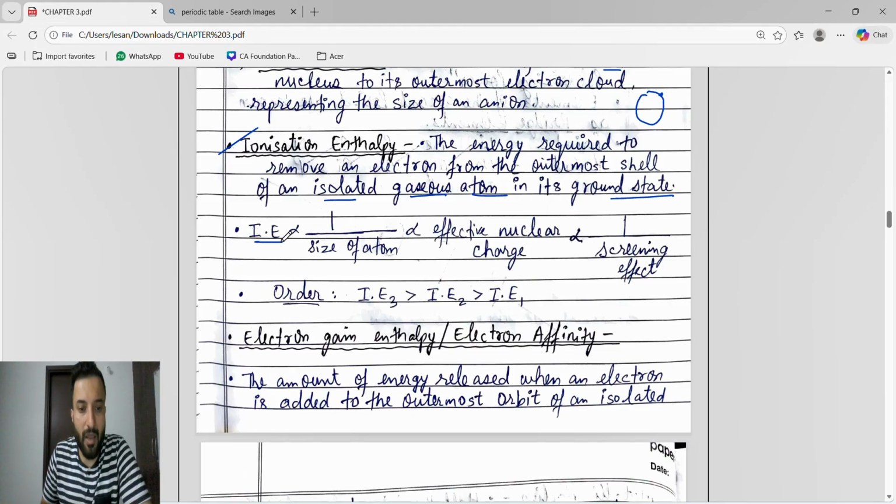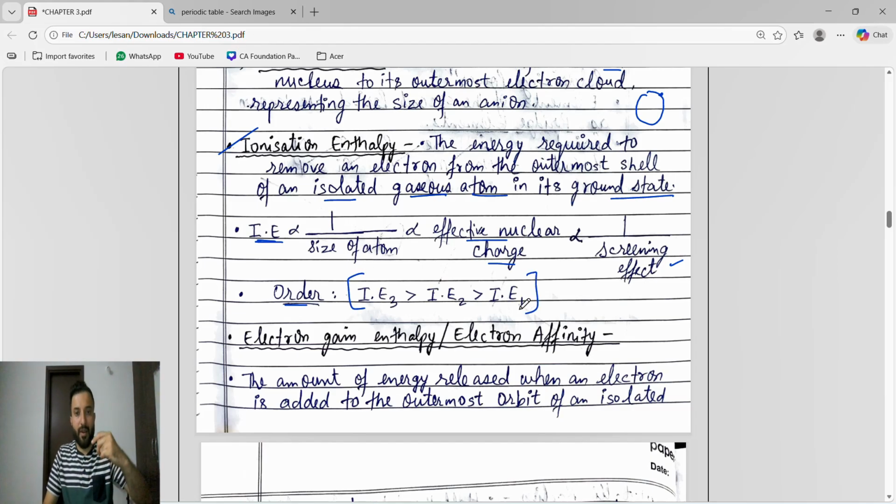So, the relation between ionization enthalpy and size of atom: ionization enthalpy is inversely proportional to size of atom. Ionization enthalpy is directly proportional to effective nuclear charge. Ionization enthalpy is inversely proportional to screening effect, because one by means inversely proportional. This is directly proportional. Now see, this is the order.